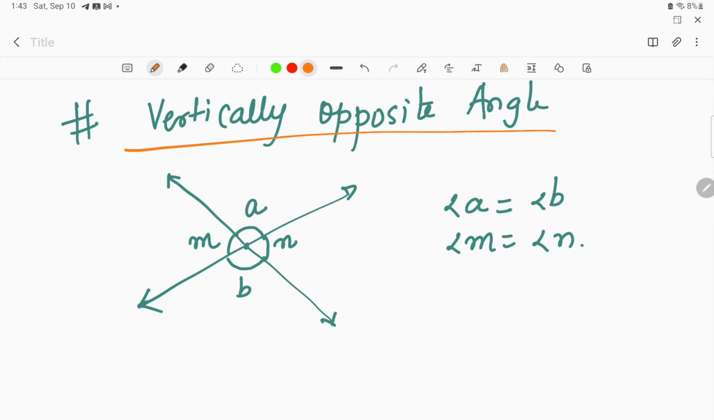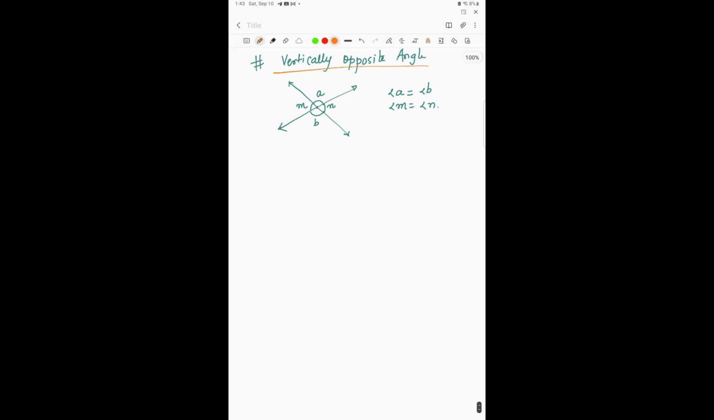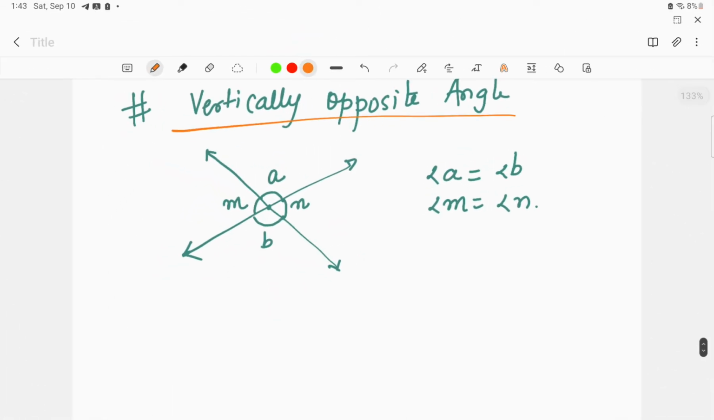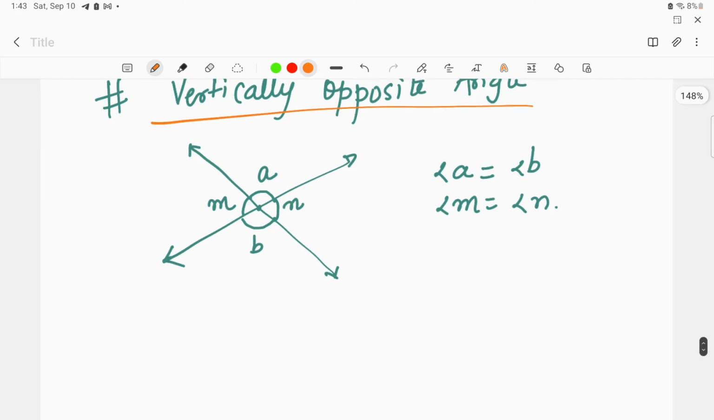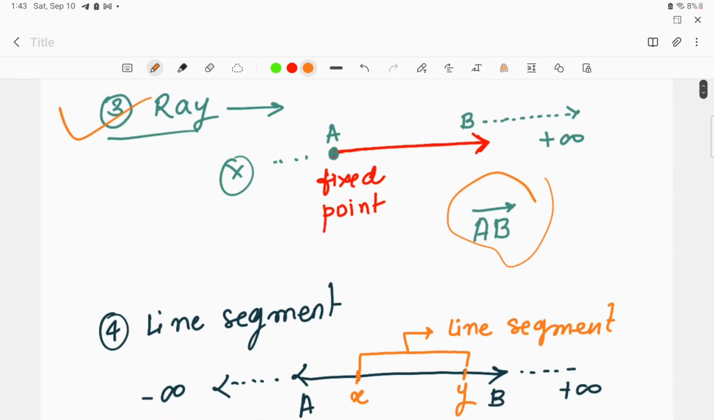Here we can find that angle A is vertically opposite to angle B, and angle M is vertically opposite to angle N. So this was the term that we had to learn in this geometry topic.